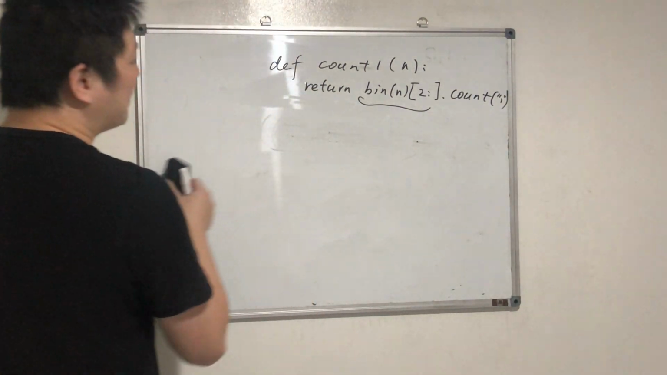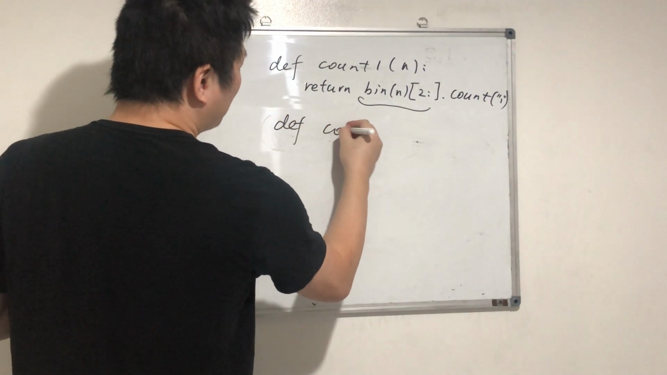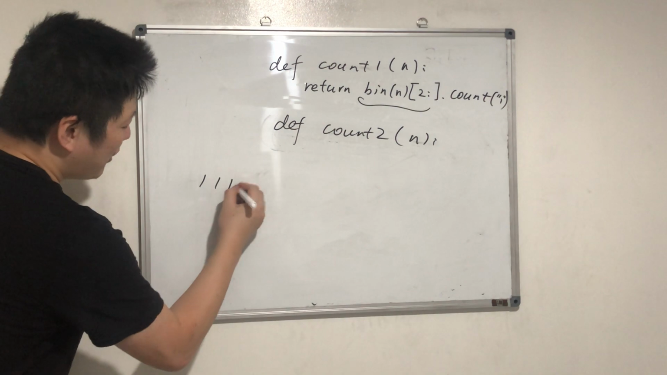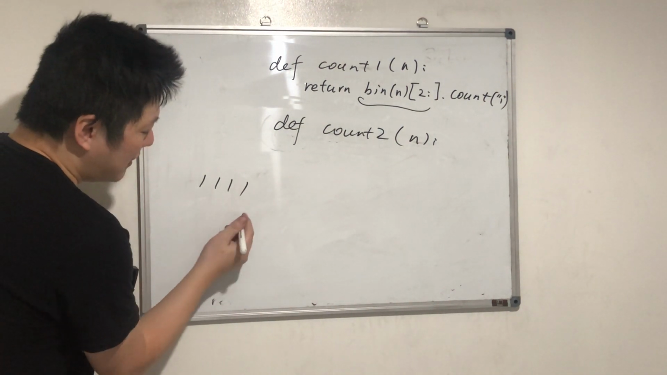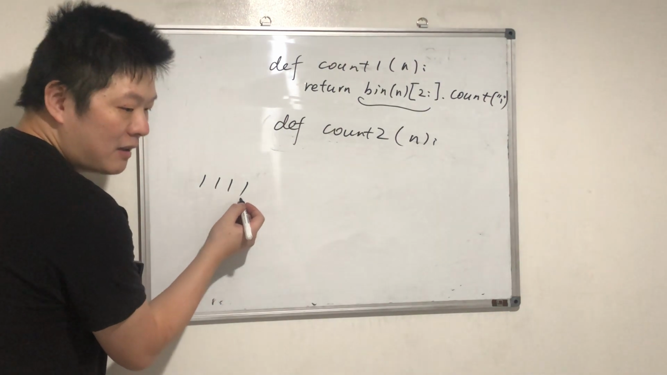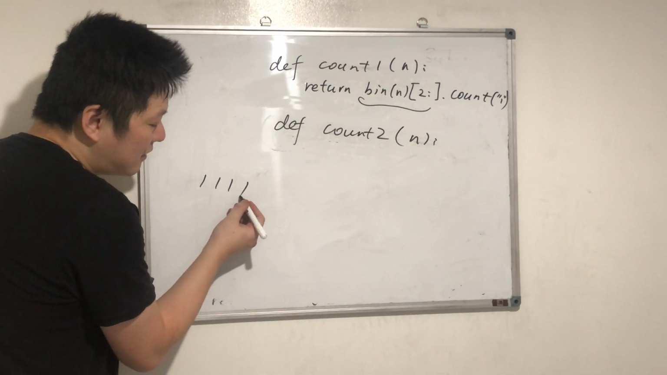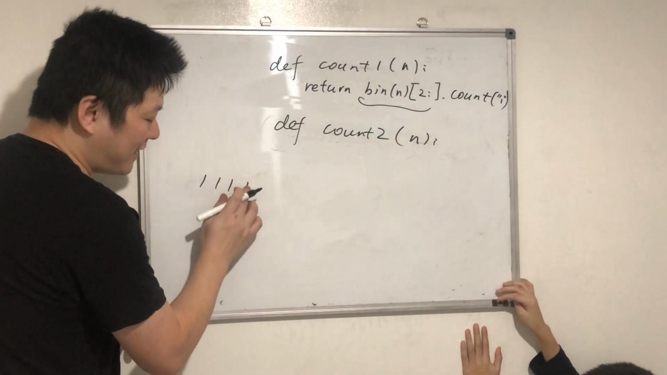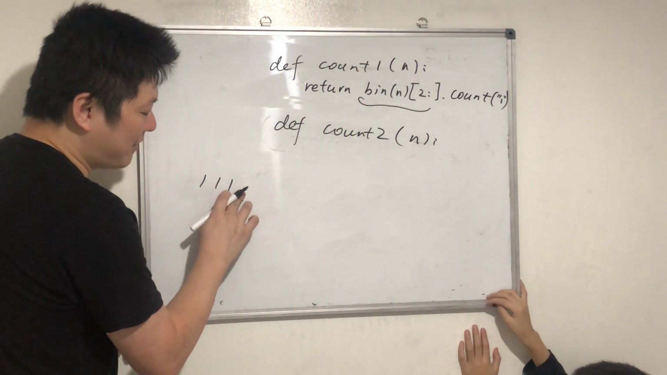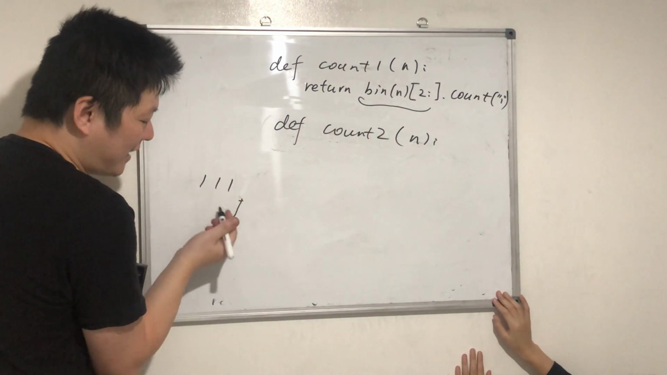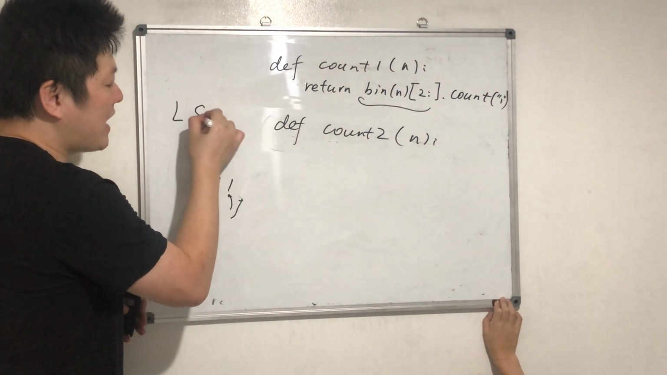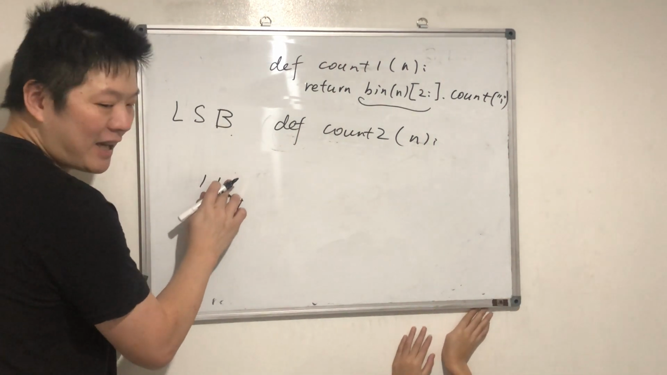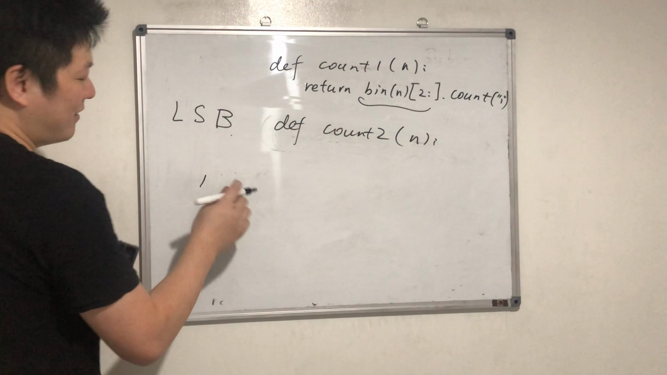Now we can do another version. Define count2 of n. Look, 1, 1, 1, 1. Every time we can look at the last digit. If it's 1, I add 1. If it's 0, I add 0. And then I get rid of it, and it becomes 3 digits. And then I look at the last digit, the least significant bit. I look at it, I take it away, I look at the next one, I take it away.